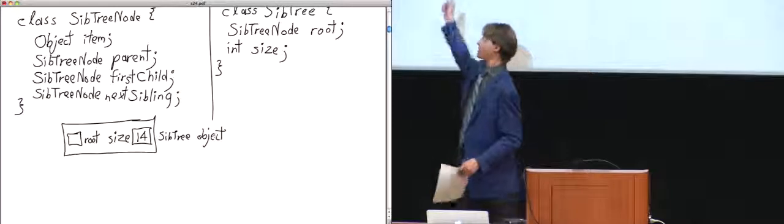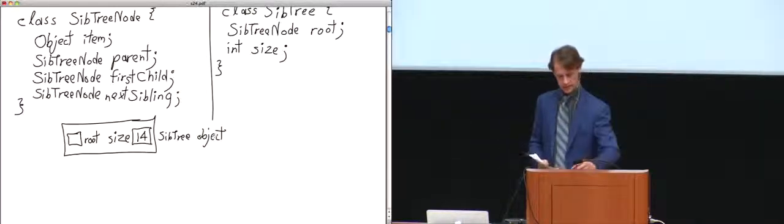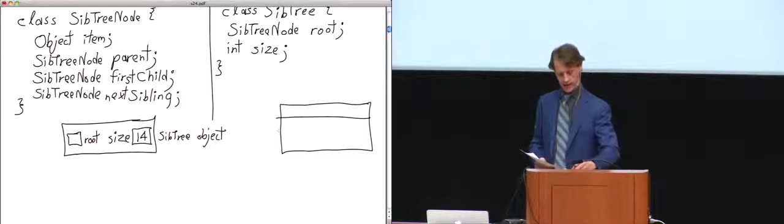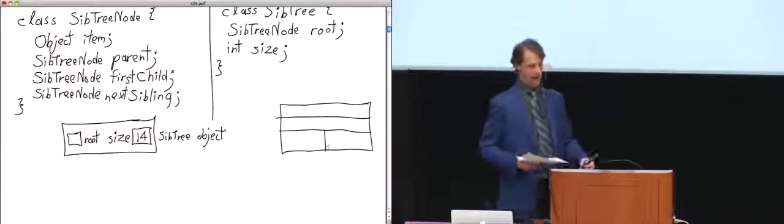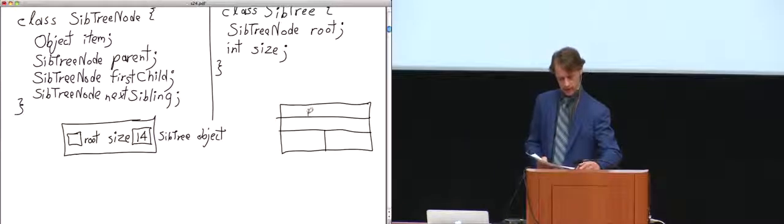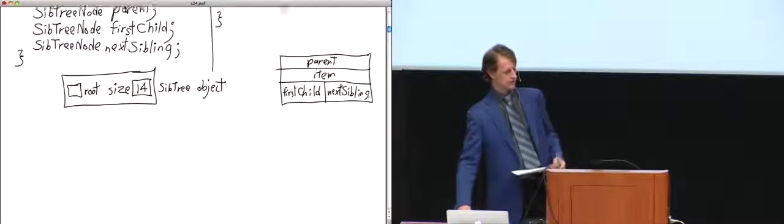Now I don't want to draw little boxes like this and set aside every single sibtree node. So I'm going to create a schematic where I draw each sibtree node as a rectangle divided into 4 smaller rectangles. The idea is that in each node I'll store the parent at the top, the item in the middle, the first child at lower left, and the next sibling at lower right. And this will make it a lot easier to draw the tree.